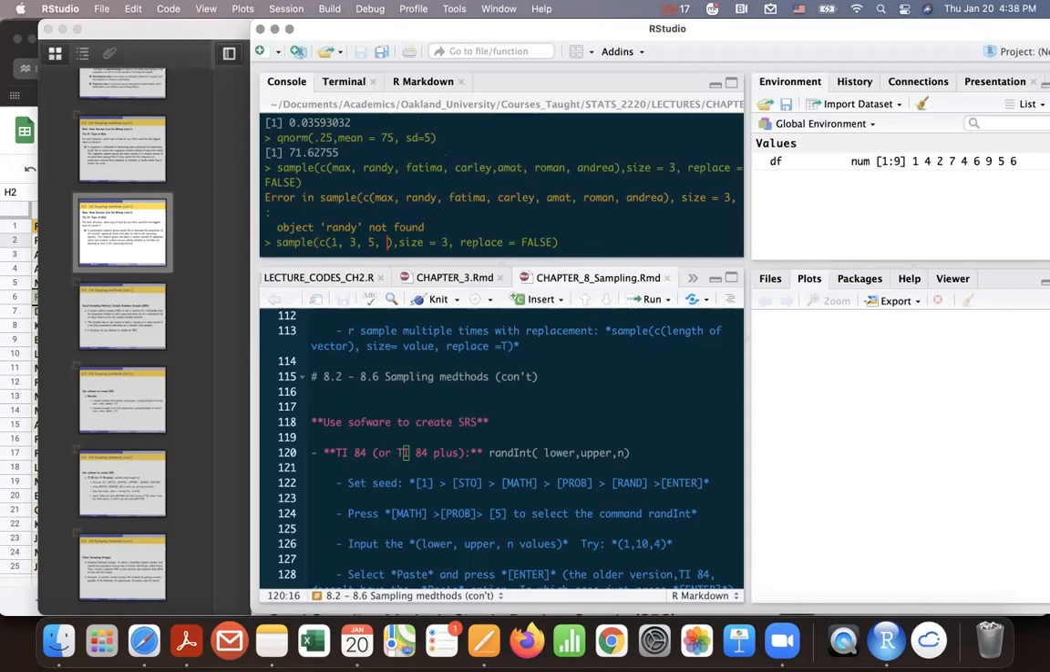5, 6, 8, 9. I'm just going to pick some numbers here. 12, 34, etc. 45, 105. All right, not five. Okay, so that's a vector of numbers, maybe two. And I want the size, say I want size 5, right? Without replacement, enter. There you go. It picked those for me, right?